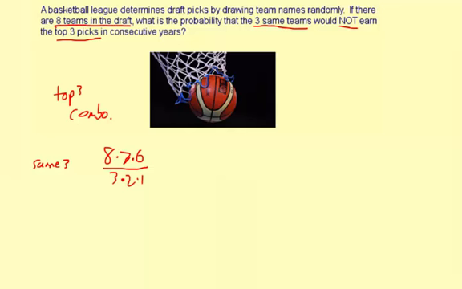All right, so let's figure this out. I'm going to do a little simplification here. 3 times 2 is 6, and I have a 6 in the numerator, so that actually all works out just fine. Then you're left with 8 times 7 divided by 1. And that's 56 divided by 1, or 56. And what that tells you is there are 56 combinations. So the probability of getting the same top 3 teams twice is actually 1 out of 56.